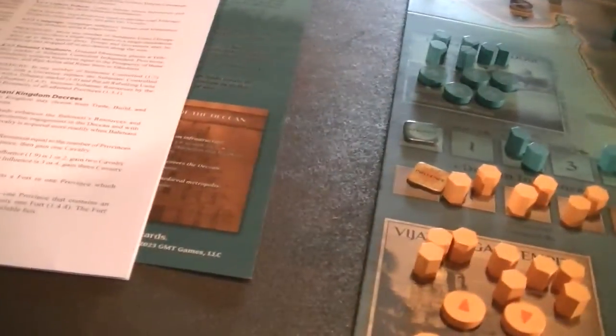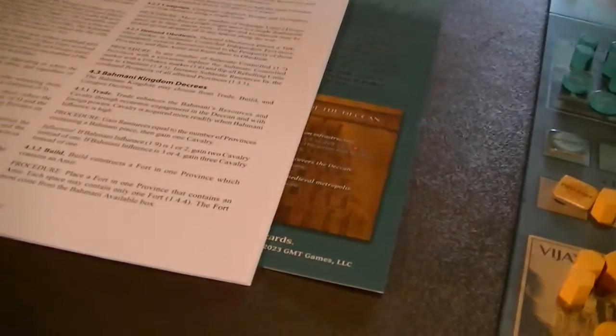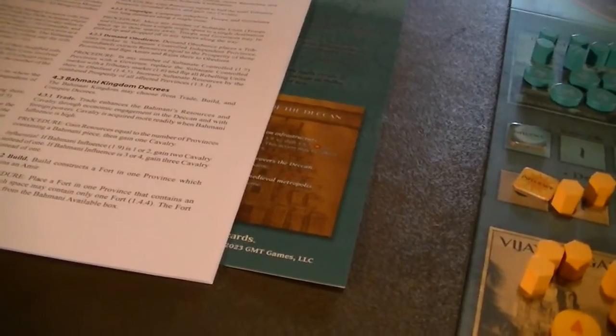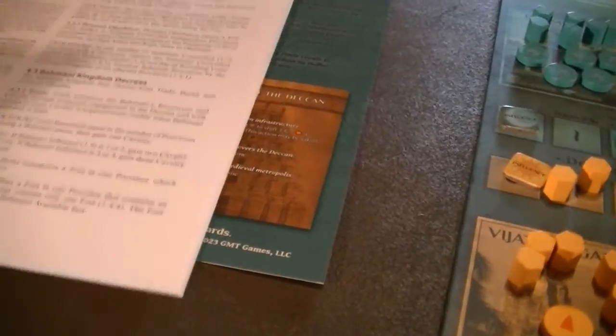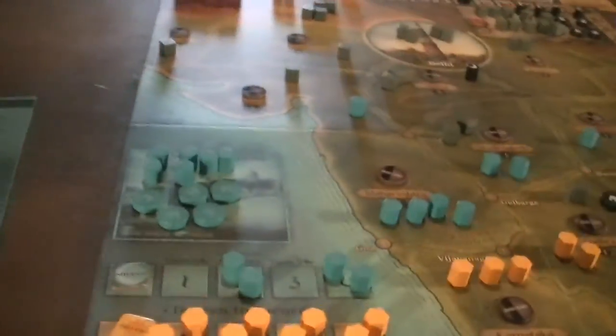Build. Build constructs a fort in a province which contains an emir. You place a fort in one province that contains an emir. Each space can only have 1 fort, and it must come from the available box.